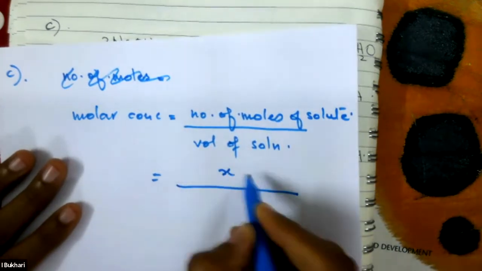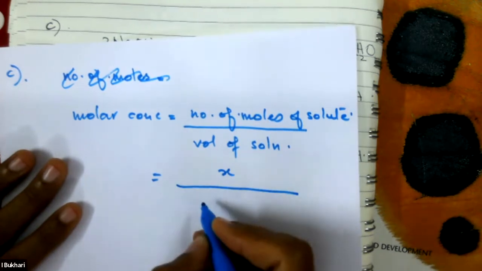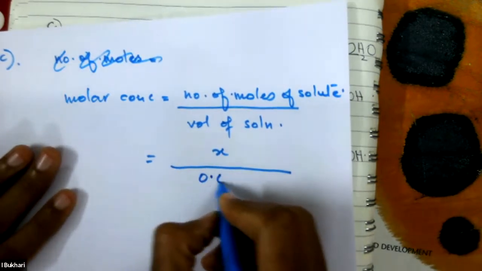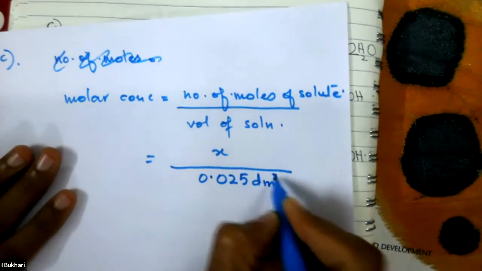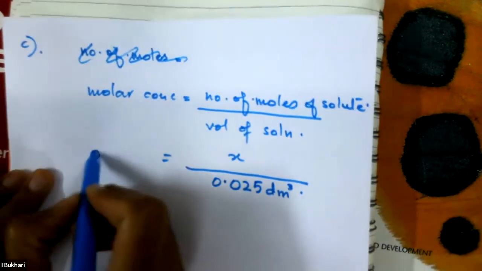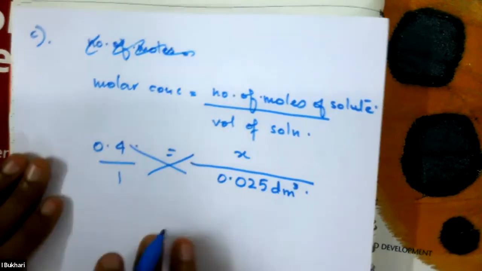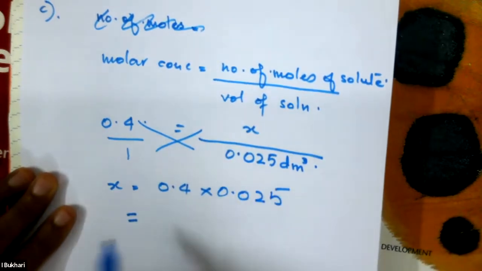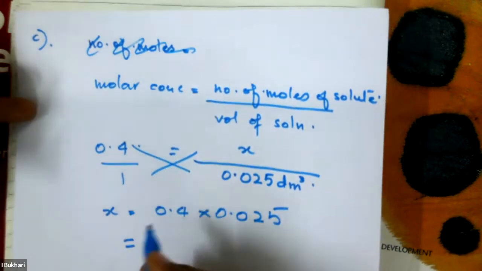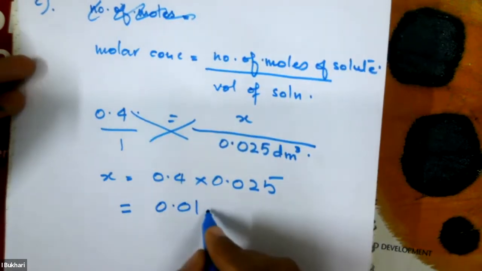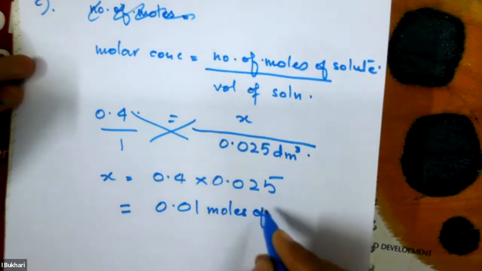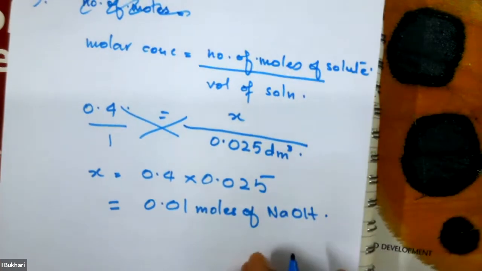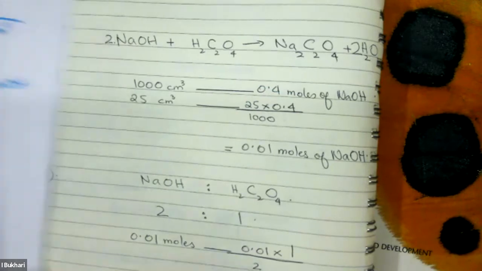We don't know it. The volume of solution is 25 cm cube, so we convert it into dm cube by dividing by 1000, giving 0.025 dm cube, and the molar concentration is 0.4. So we multiply 0.4 by 0.025. What do we get? 0.01 moles of sodium hydroxide. Right. So I used the formula for you guys.